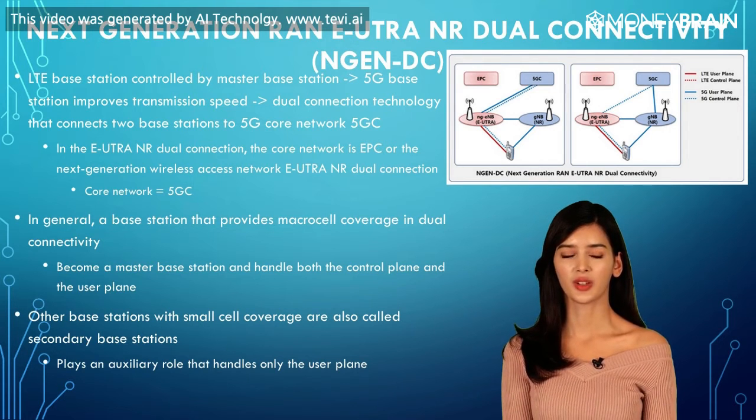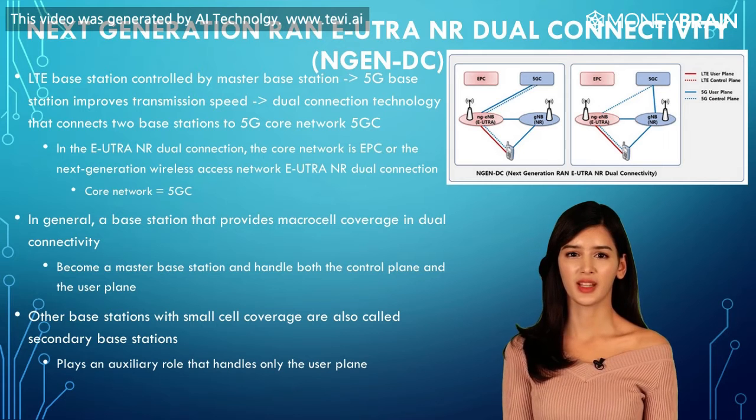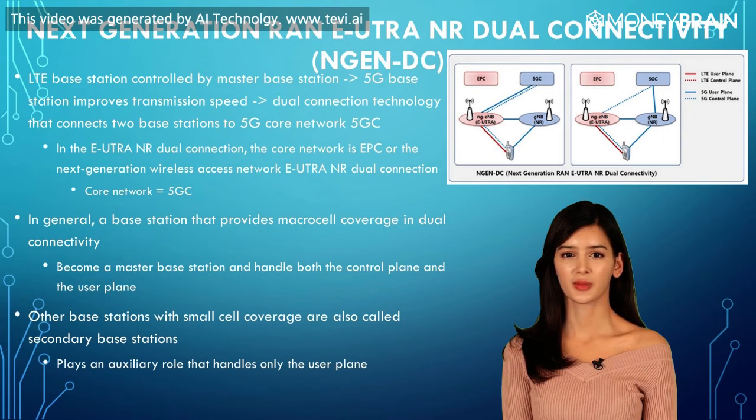In evolved universal terrestrial radio access new radio dual connection, the core network is the evolved packet core, but in next generation radio access network, each new radio dual connection is the 5th generation core. In general, in dual connectivity, a base station that provides macrocell coverage becomes a master base station and processes both the control plane and the user plane, and other base stations with small cell coverage are sometimes called secondary base stations, which process only the user plane. In other words, the master base station handles control signaling, and the secondary base station is used to improve the data rate.